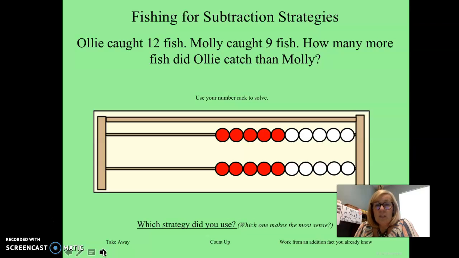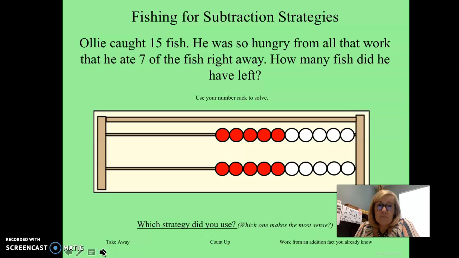Ollie caught 12 fish. Molly caught 9 fish. How many more fish did Ollie catch than Molly? Use your number rack to solve. Ollie caught 15 fish. He was so hungry from all that work, he ate 7 of the fish right away. How many fish did he have left? Use your number rack to solve.